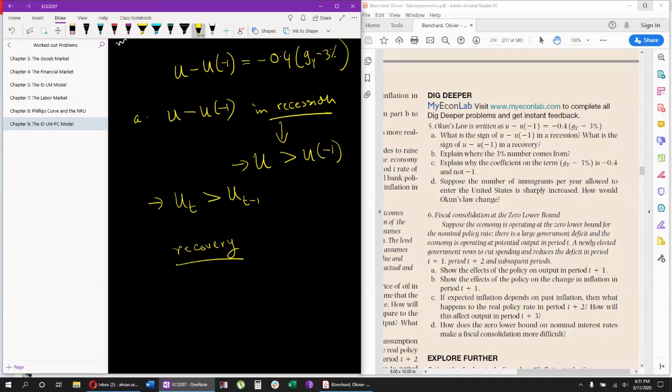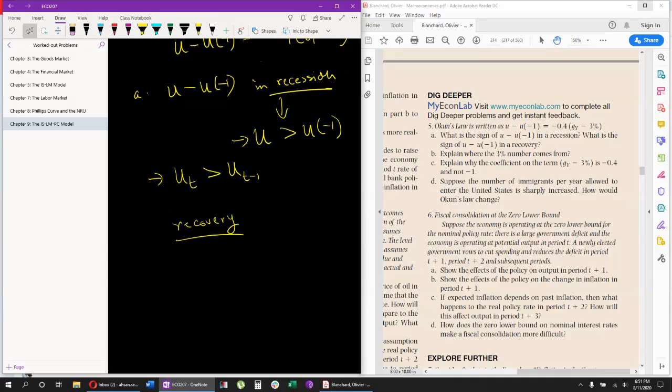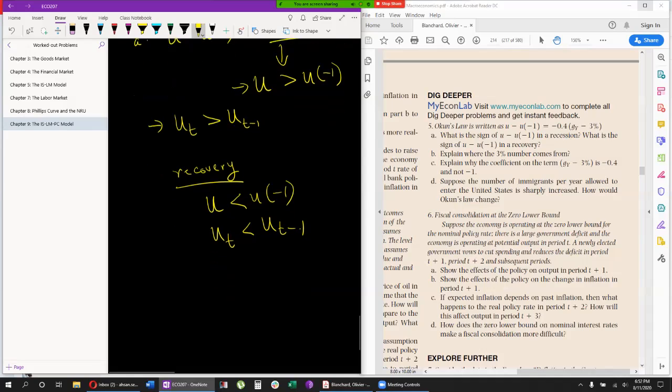So if we've started to make a recovery, if output is going up, that must mean that more people are finding employment. So the reverse: unemployment in this period must be lower than the unemployment that we had in the previous period. Or with the time subscript, you can write this: U_T must be less than U_T minus 1, not 11, sorry. That's pretty straightforward. That's part A.